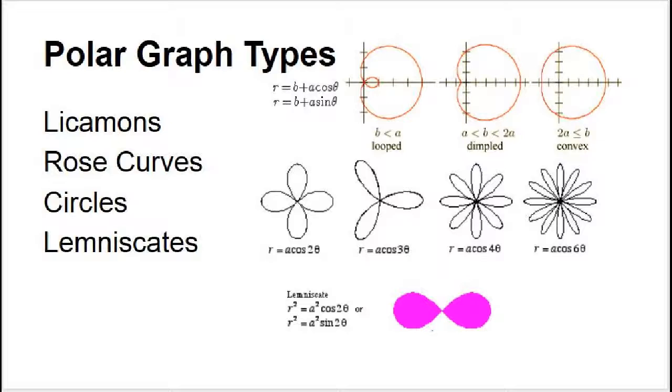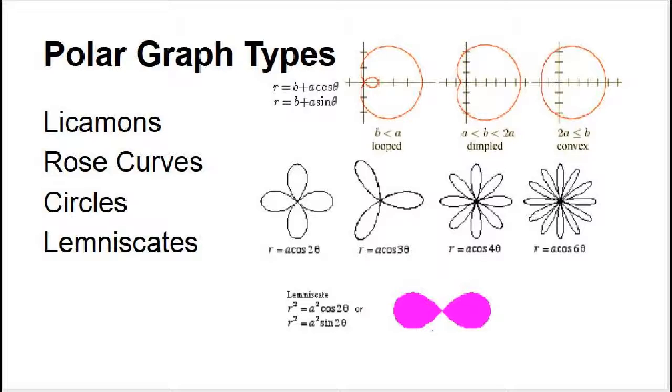These include limaçons, rose curves, circles, and lemniscates. A general equation for a limaçon is r equals b plus a cosine or sine theta. If b is less than a, it will be looped, and if b is greater than a but less than 2a, it will be dimpled. And if b is greater than or equal to 2a, the limaçon will be a convex one.